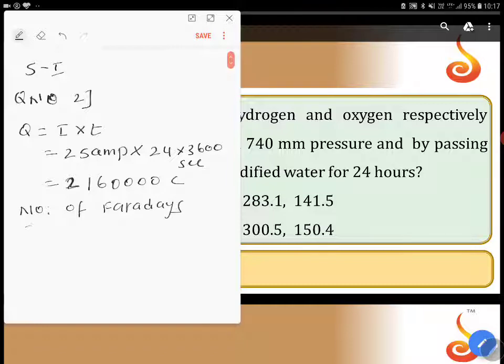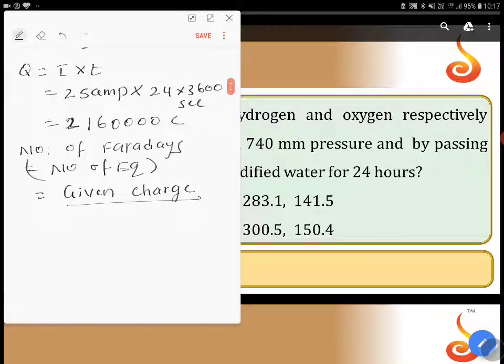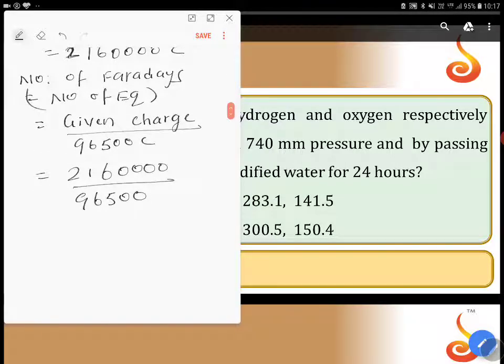Number of Faradays is also equal to number of equivalents. This formula we studied in the PU part. So given charge divided by 96,500 coulombs. What is the given charge? 216,000 divided by 96,500. So this is available charge divided by 96,500. So number of equivalents or number of Faradays you will get 22.38.